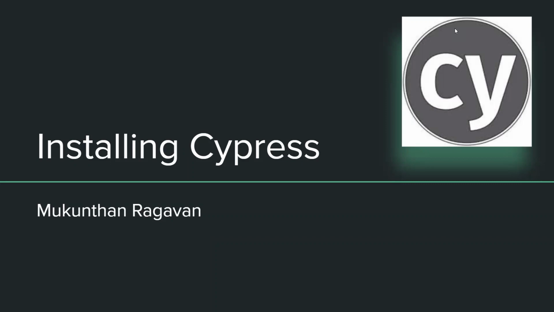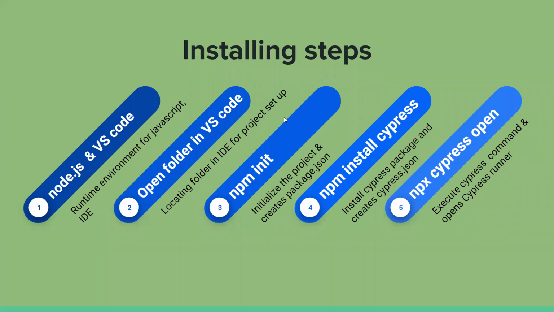In this video we are going to see how to install Cypress for automation. Let's say you have decided on Cypress for the automation task, and we are going to install the necessary software and executables required for Cypress. First of all, we need to install Node.js, which will act as a runtime environment for JavaScript. And as you know, Cypress supports only JavaScript.